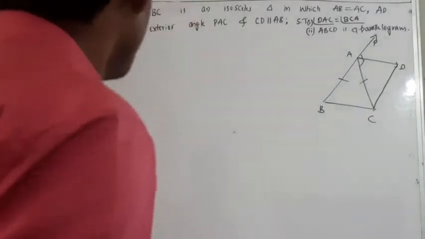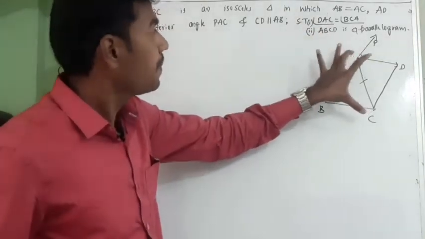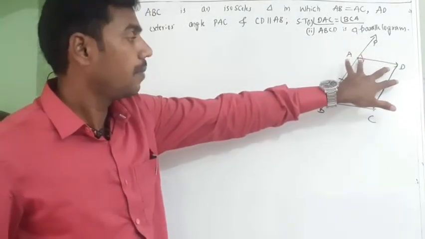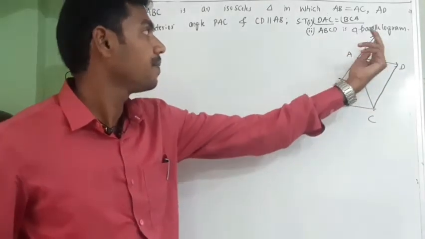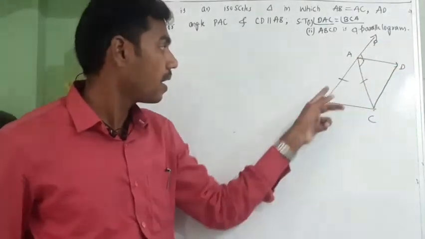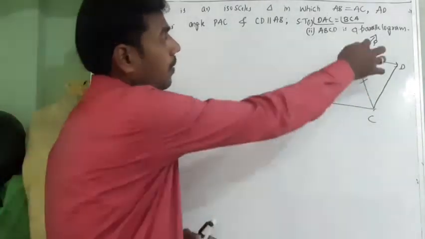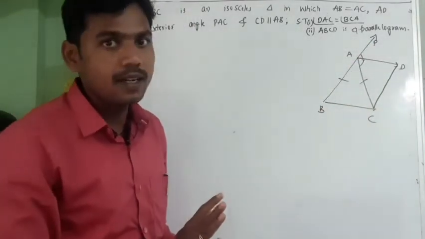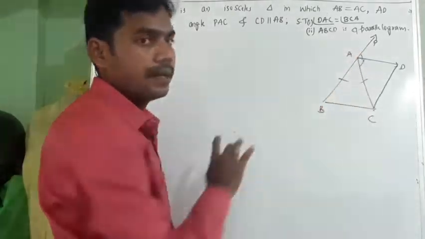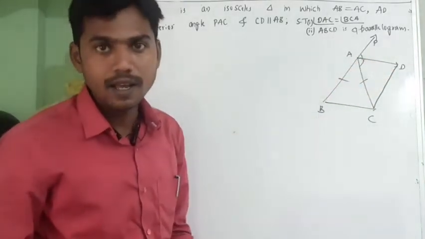Third question. ABC is an isosceles triangle in which AB is equal to AC. AD is a bisector of exterior angle PAC. So PAC is the exterior angle for triangle ABC. What does it mean? If PAC is an exterior angle, it will be equal to the sum of the interior angles, that is ABC plus ACB.